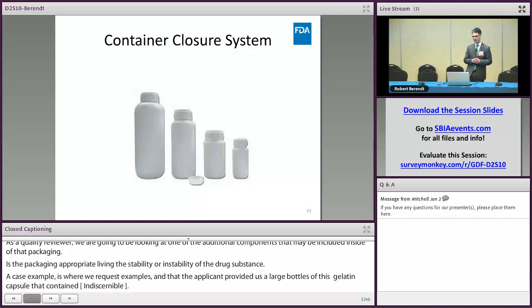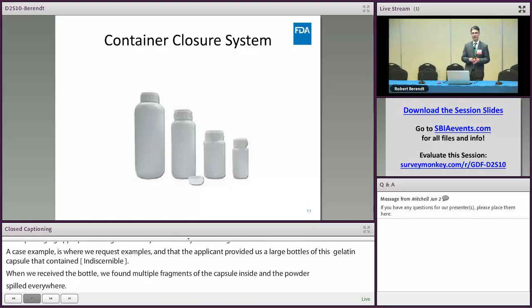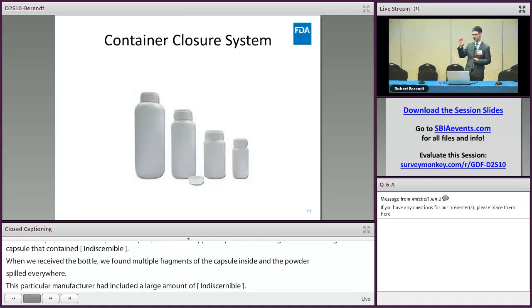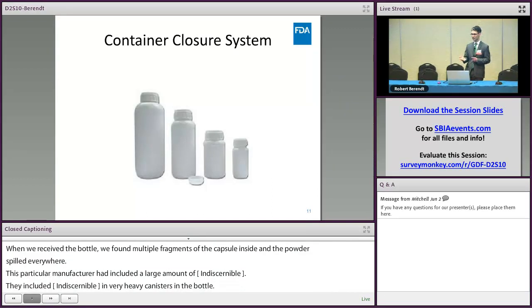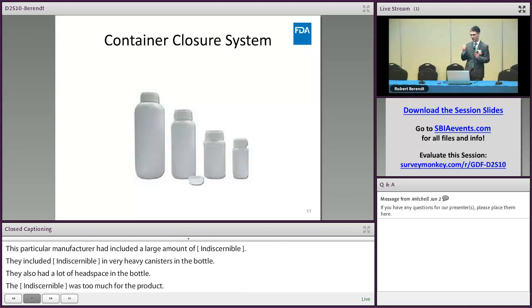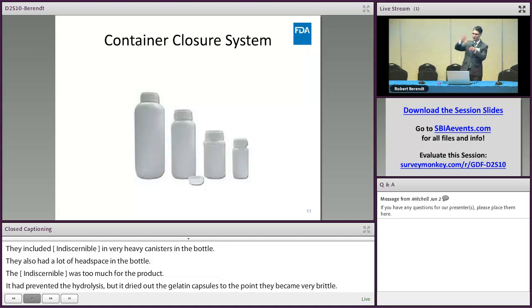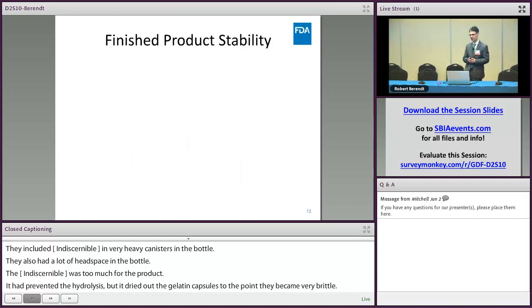What this particular manufacturer had done is that due to potential hydrolysis of the drug substance, they had included a large amount of desiccant. And they included desiccant in very heavy canisters in the bottle. They also had a lot of headspace in the bottle. And the desiccant was too much for the product. It had prevented the hydrolysis, but it dried out the gelatin capsules to the point that they became very brittle. Desiccant canisters, brittle capsules, a lot of wiggle room during the shipment process. Suddenly we started seeing these broken capsules, and so we had to ask the applicant to address it.